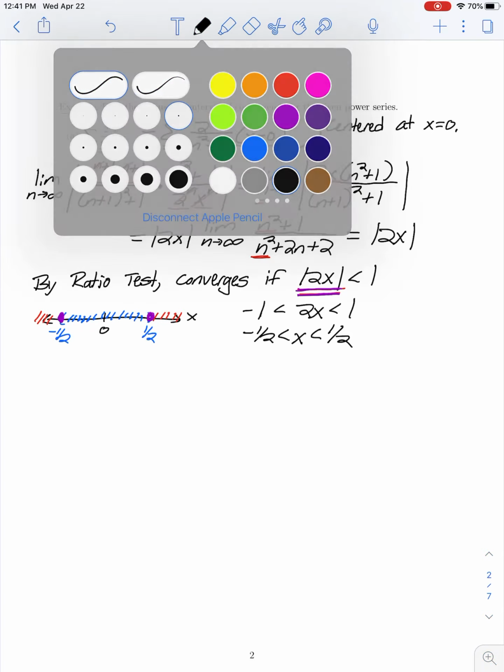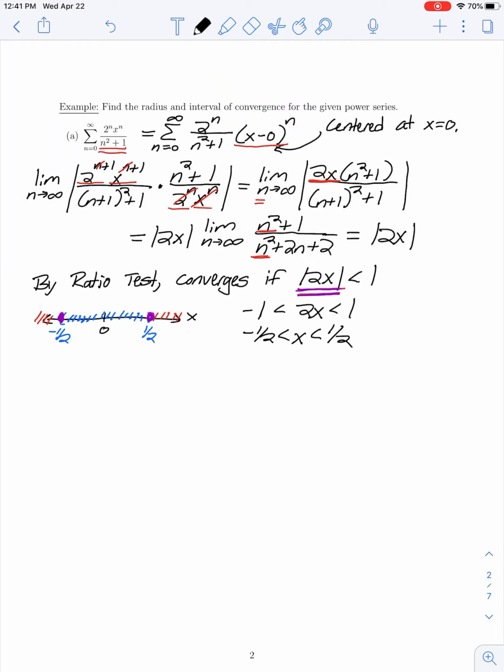So let's look at the first one. The right endpoint of this interval was x equals positive 1/2. So let's see what we have. If x is equal to positive 1/2, then let's see what we have for our series. So looking at this general form for the series that we started with, if we plug in x equals 1/2, we would be left with the sum from 0 to infinity of 2 to the n times 1/2 to the n, which would reduce to 1 over n squared plus 1.